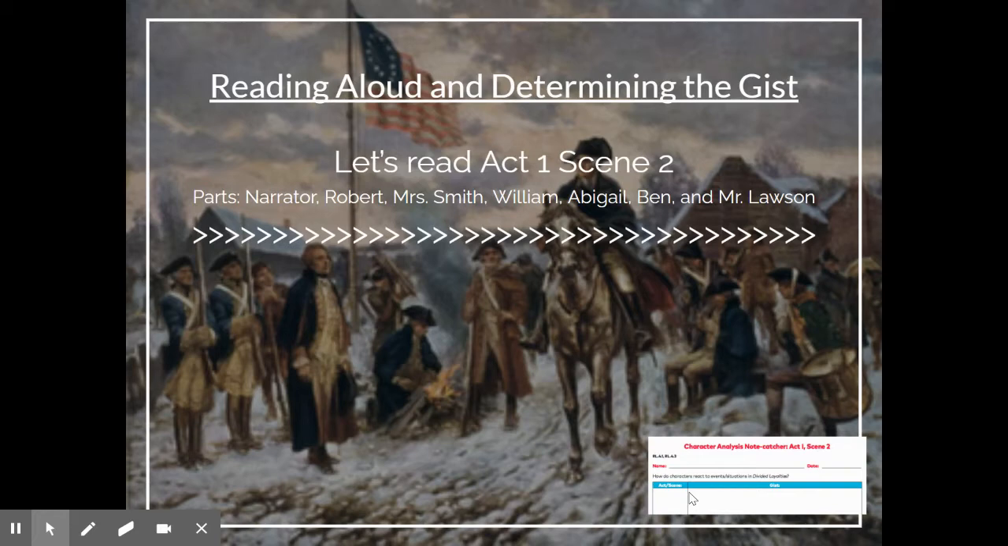And we know the setting is in the Barton store, and you're going to see what happens in the Barton store as you read. So if you're doing this independently, pause, read Act 1, Scene 2, and then come back, and we're going to move on. Okay, so we're going to get to work now.